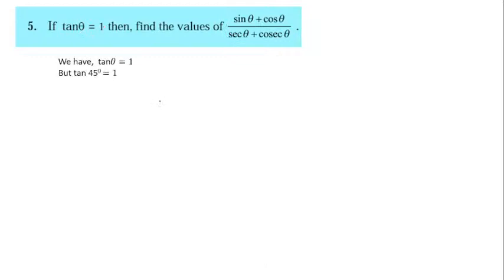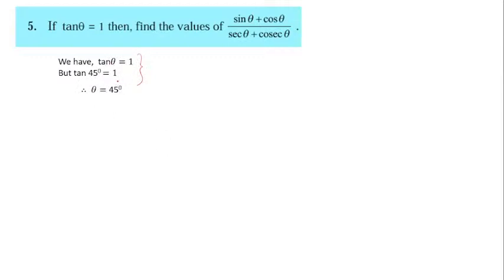So this is given. Now if we have a trigonometric table where we have the values of 6 trigonometric ratios for various angles like 0 degree, 30 degree, 45 degree, 60 degree and 90 degree, from that table we get the value of tan 45, that's 1. So here tan theta is given to be 1, but tan 45 is equal to 1. So if we compare these two equations, we get the value of theta as 45. So we have theta is equal to 45 degree.